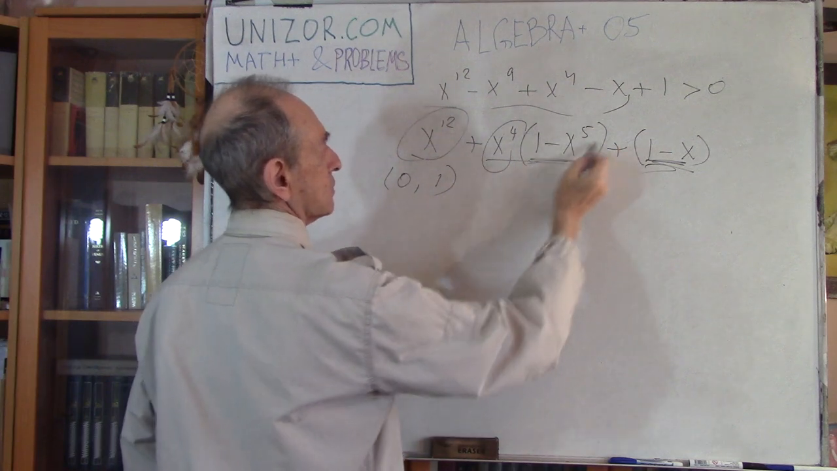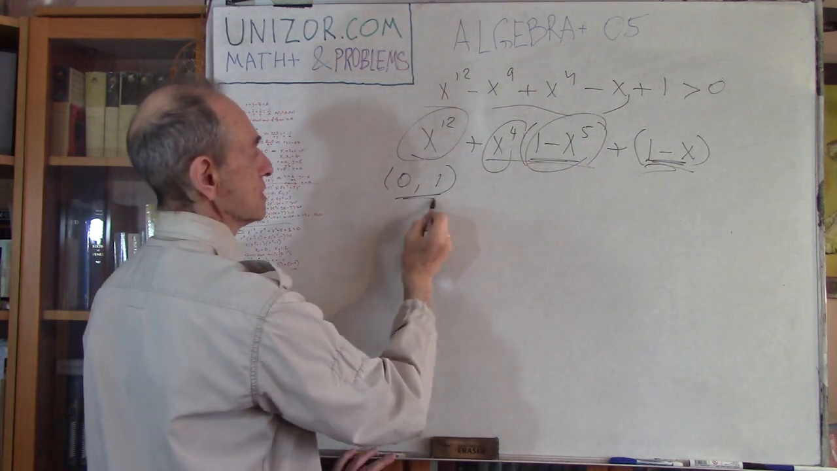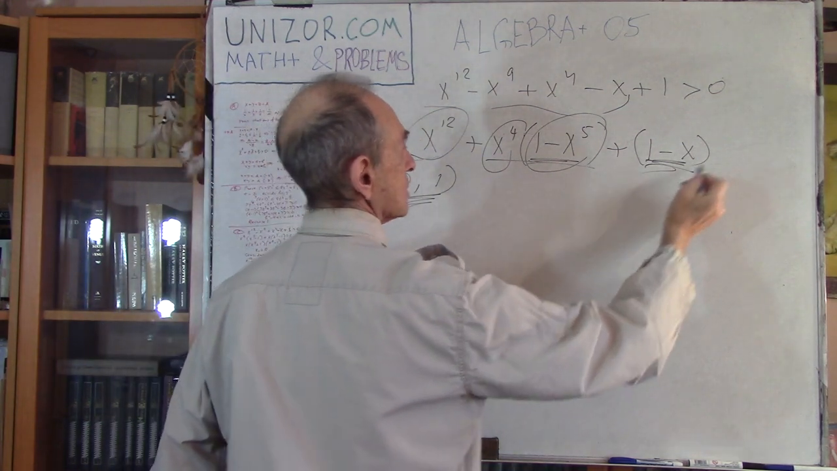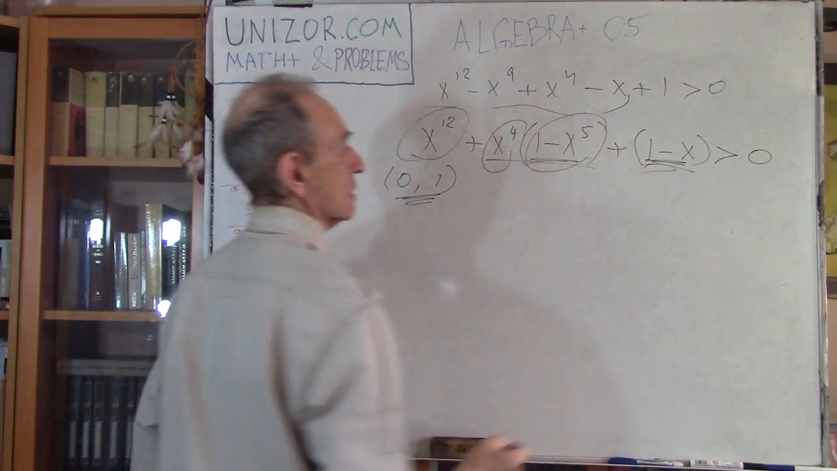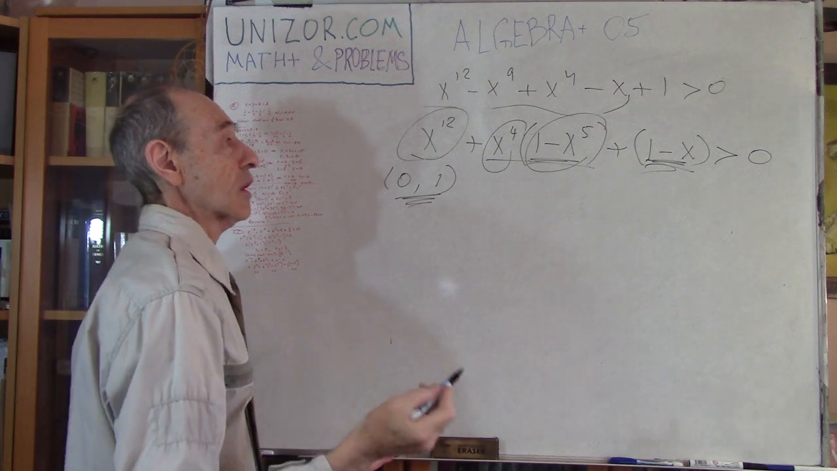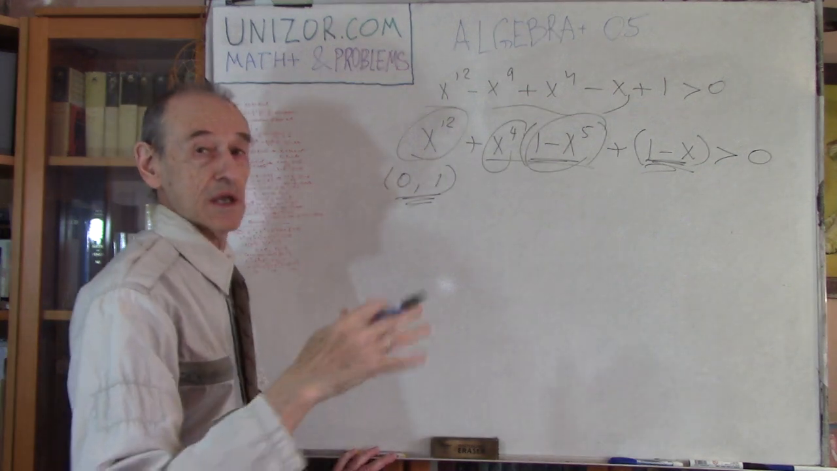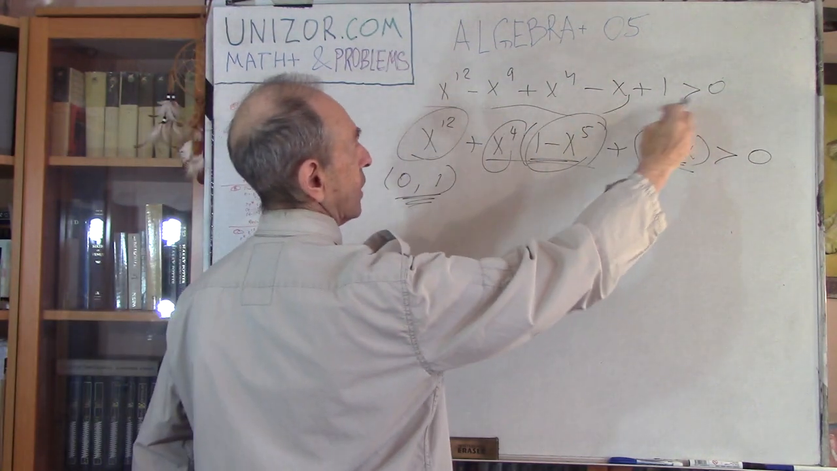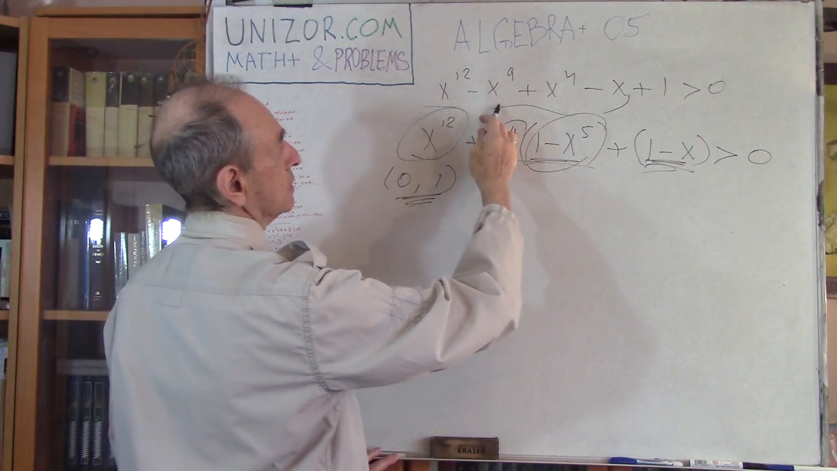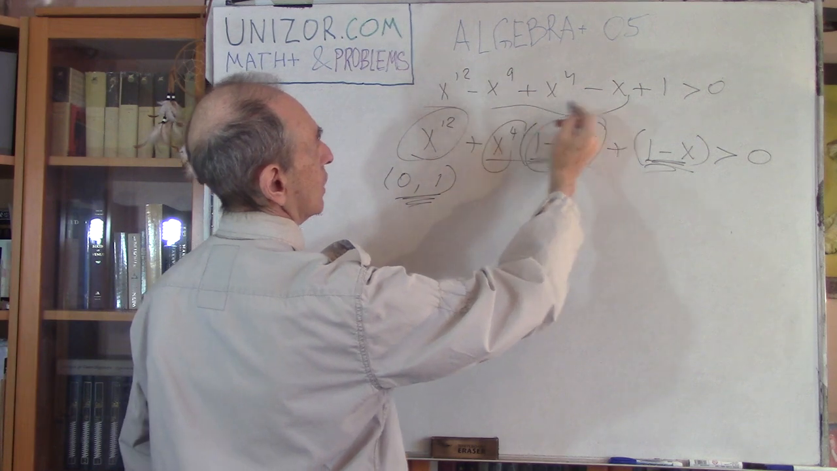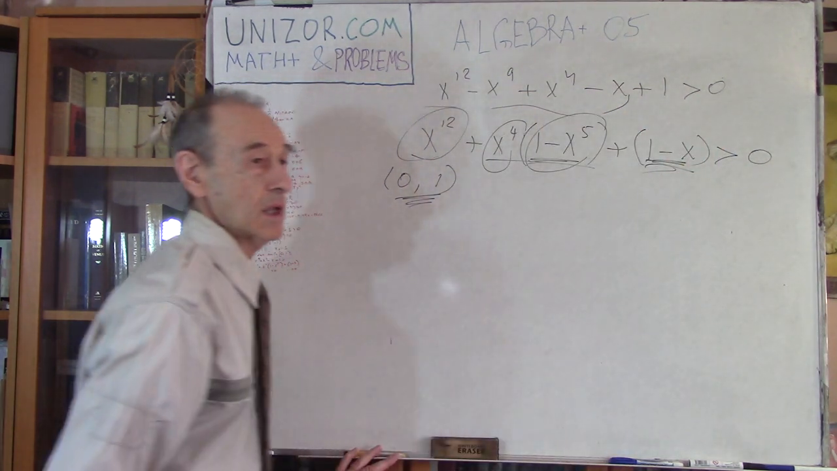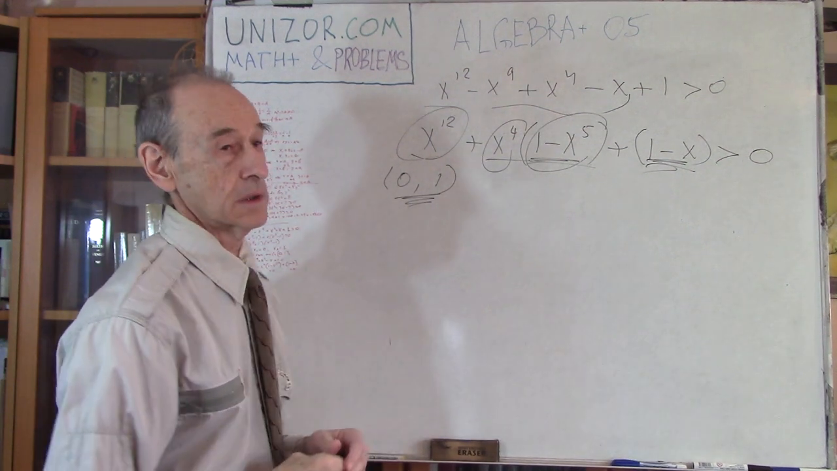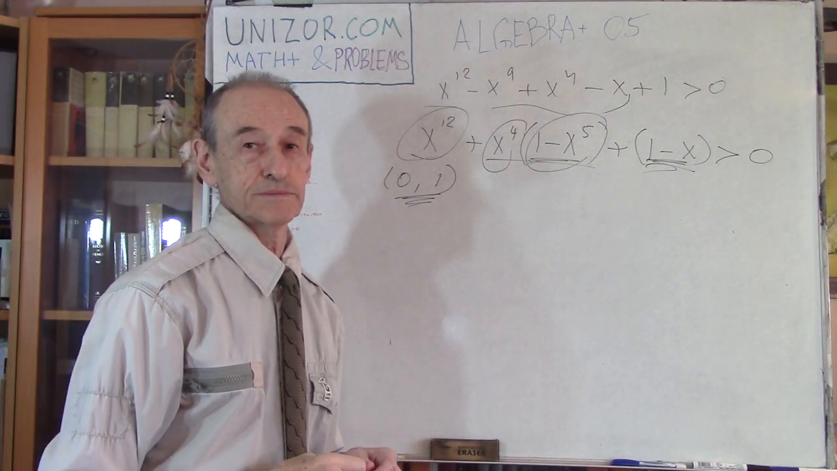This is non-negative, 1 minus x to the 5th on this interval, if x is less than 1, and the same is here. So that's how this is greater than 0. If you wish, the only thing which is kind of iffy is the endpoints, 0 and 1. Well, if it's 0, then it's 1, which is greater than 0, and if it's 1, that would be 1 minus 1, 1 minus 1, and 1 again, 1. So in both cases, our inequality has been proven.